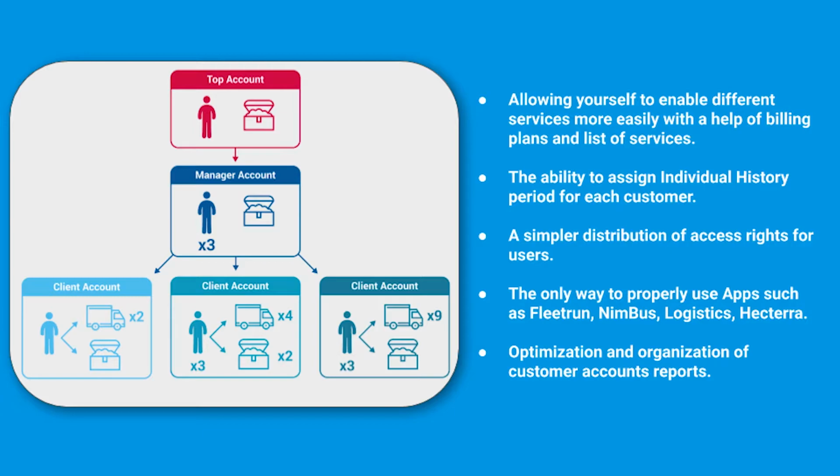On the right side of the screen, you can see the recommended account hierarchy. This structure helps with many things, including allowing yourself to enable different services more easily with the help of billing plans and list of services, the ability to assign individual history period for each customer, a simpler distribution of access rights for users, the only way to properly use apps such as FleetRun, Nimbus, Logistics, and Hectera, and the optimization and organization of customer account reports.